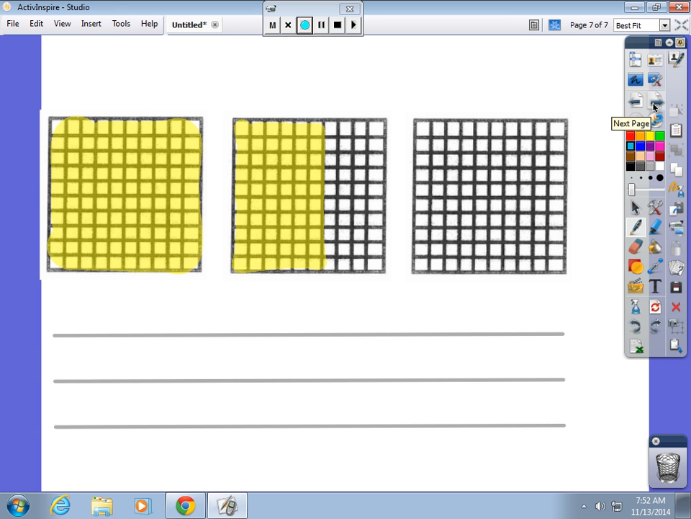Next one that I wanted to show you, we have one whole again, so we'll make a large number one. And then we have 1, 2, 3, 4, 5, 6 tenths shaded in. Now it looks to be like it could be 6 tenths, because there's 1, 2, 3, 4, 5, 6 rows of 10. Or it could be 1 and 60 out of 100, because if I counted each one of these, it would be 10, 20, 30, 40, 50, 60.